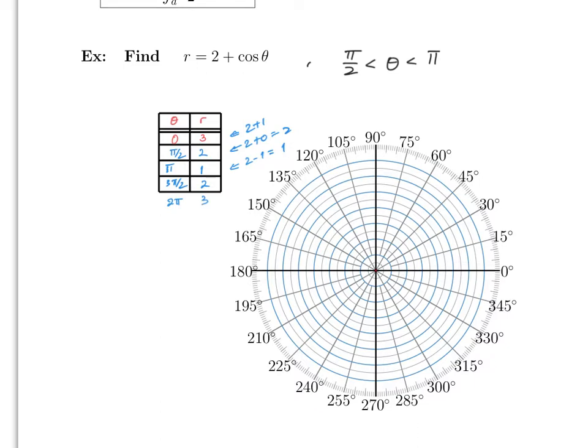Okay, so now let's plug in the points. The first one is 0, 3, so theta is 0, which is this line, and the radius is 3. So let's say this is 1, 2, and 3, so it will be here. The second one is pi over 2 and 2, so this is 1, 2, so it will be here. The third one will be pi and 1, so this is pi and 1 is here. And then 3 pi over 2, remember this is the line 3 pi over 2, and this will be 2, so this is 1, this is 2, so it will be here. And then obviously 2 pi will give you 3 again. Okay, so the graph looks something like this.